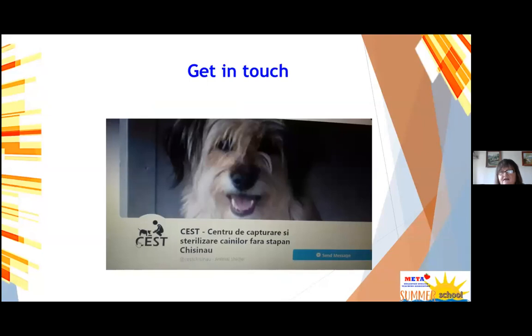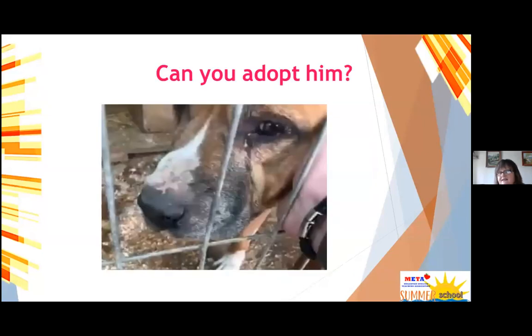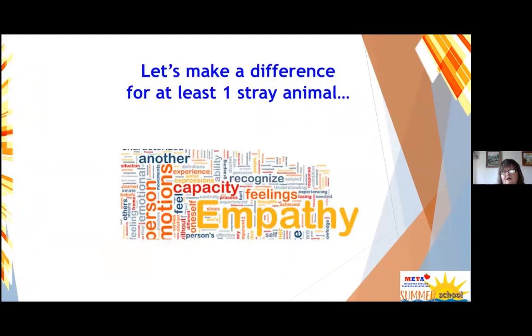And this is the center. I didn't get in touch with Roman, and I don't know whether Vice is still in the shelter. But if any of the 127 participants have the conditions, because it's quite a big dog, and the will to make a change for this animal, then that would be amazing. It would have a great educational impact. So what I want to ask you is, let's make a difference for at least one stray animal.